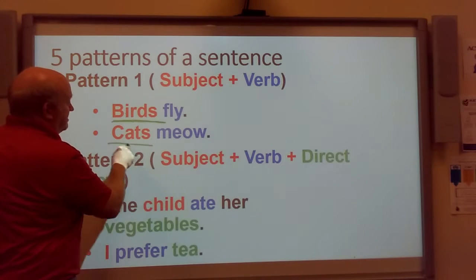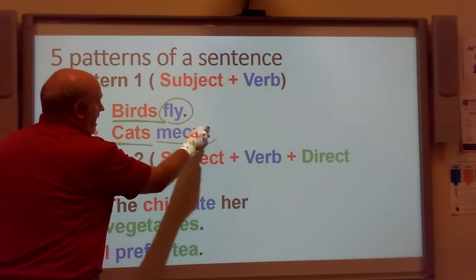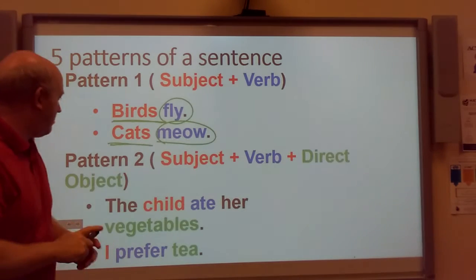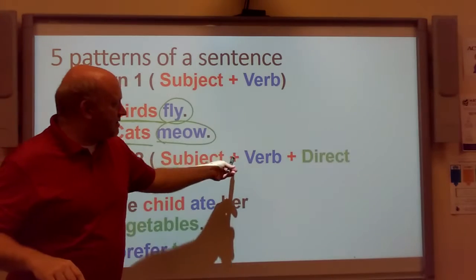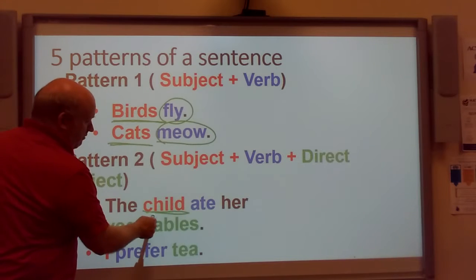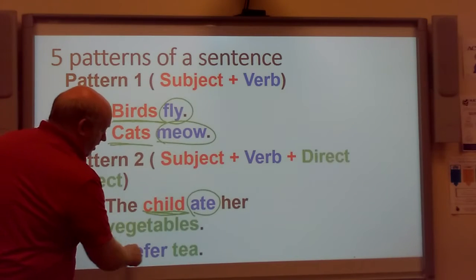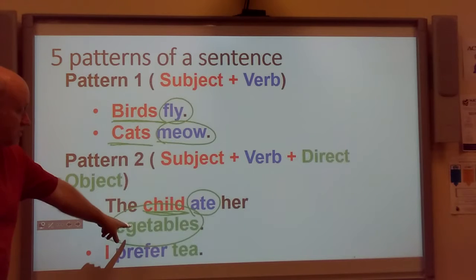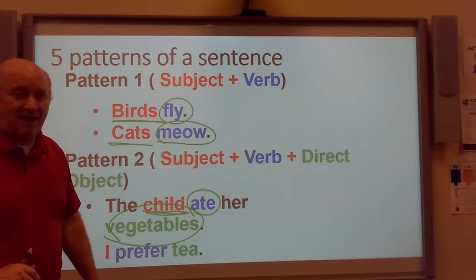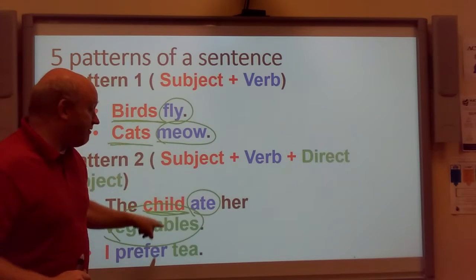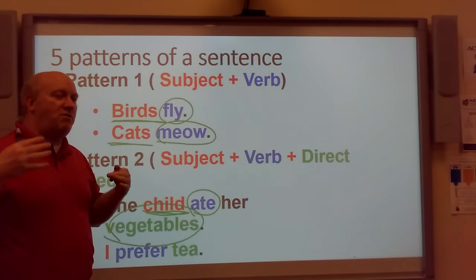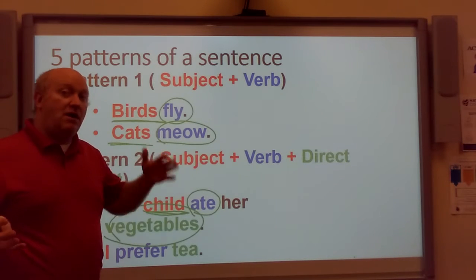Birds is a subject, cats is a subject, fly and meow are verbs because the verb is what? It shows action. Pattern 2, we have a subject plus verb plus a direct object. The child, there's my noun, ate, my verb, what? Vegetables. Vegetables is a direct object because what did the child eat? What was being eaten? Vegetables, hence a direct object. I prefer what? Tea. When you ask yourself what, direct object.